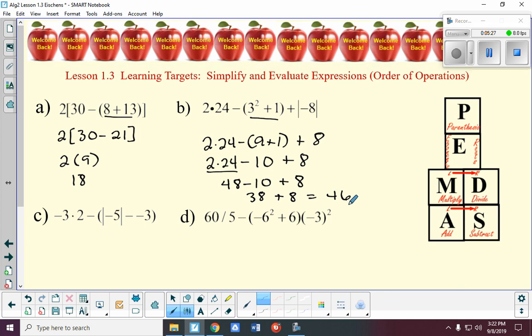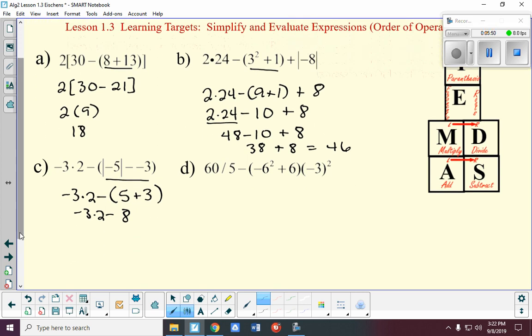In this next one, wow, it looks like there's a lot going on, but right away I see parentheses, so I'll start there. And the absolute value of 5 is 5, and minus a minus turns into a positive or a plus. And so we have negative 3 times 2 minus 8. 5 plus 3 is 8. And now we have multiplication. Negative 3 times 2 is negative 6 minus 8. You have negative 14.